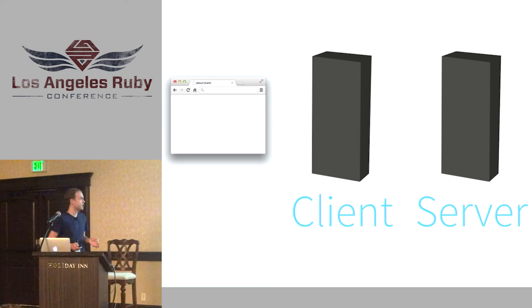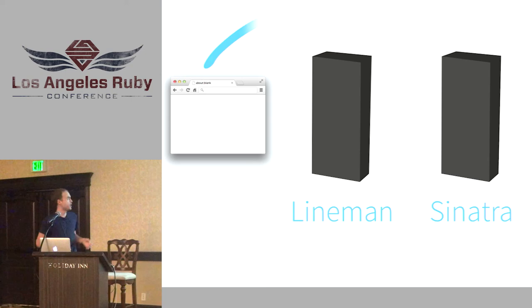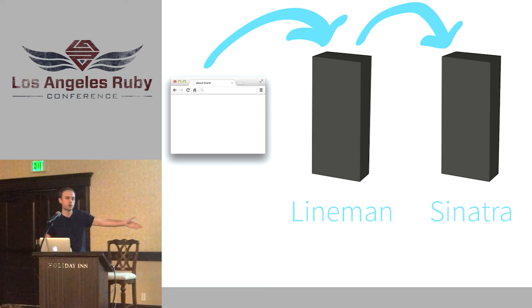Basically, you have your development browser. You point to, let's say we have Lineman and a Sinatra app, port 8000, which is the Lineman application. Lineman will forward any API requests you make to, say, Sinatra. Sinatra will respond to Lineman, and then Lineman will phone home back to you. This looks a little something like this.